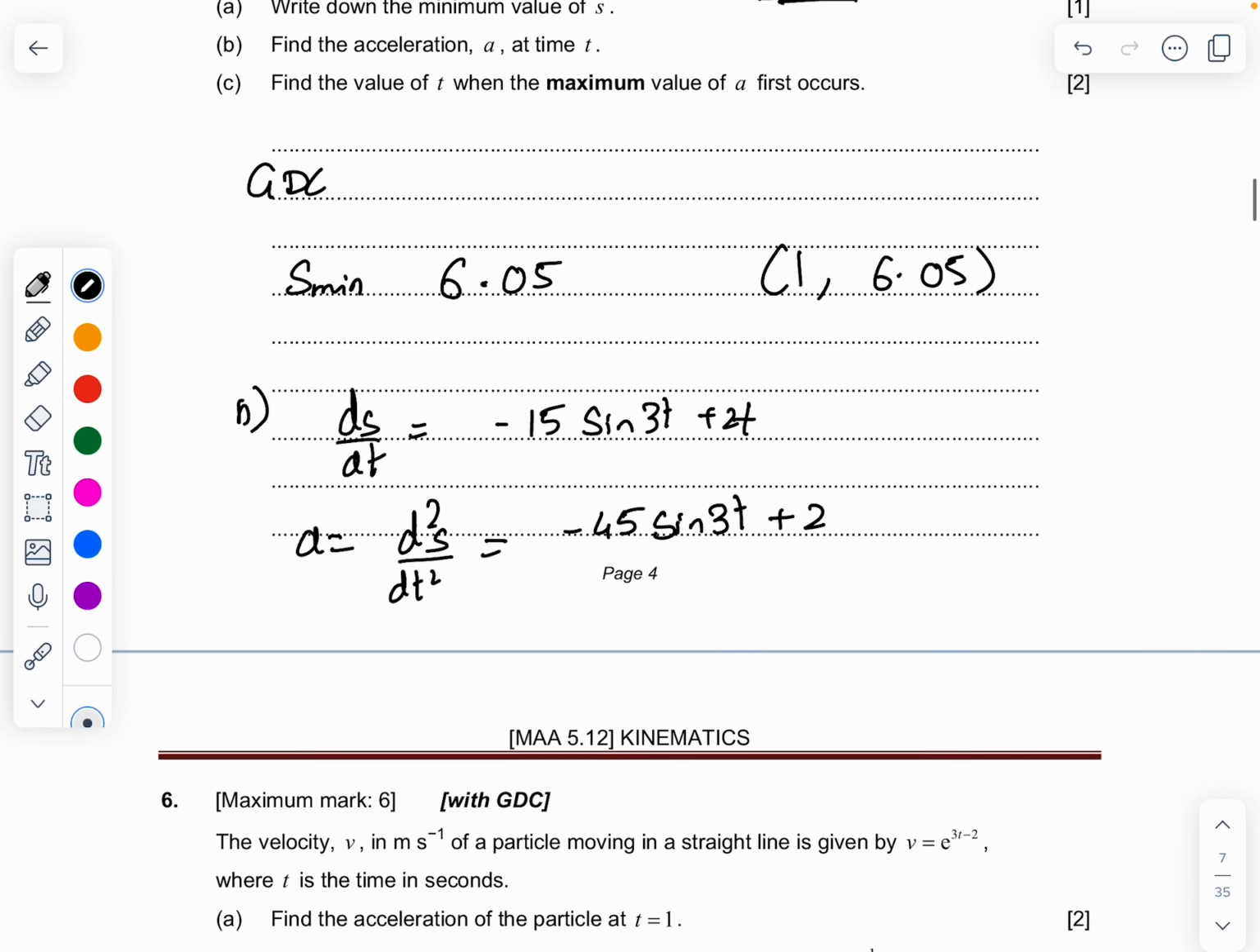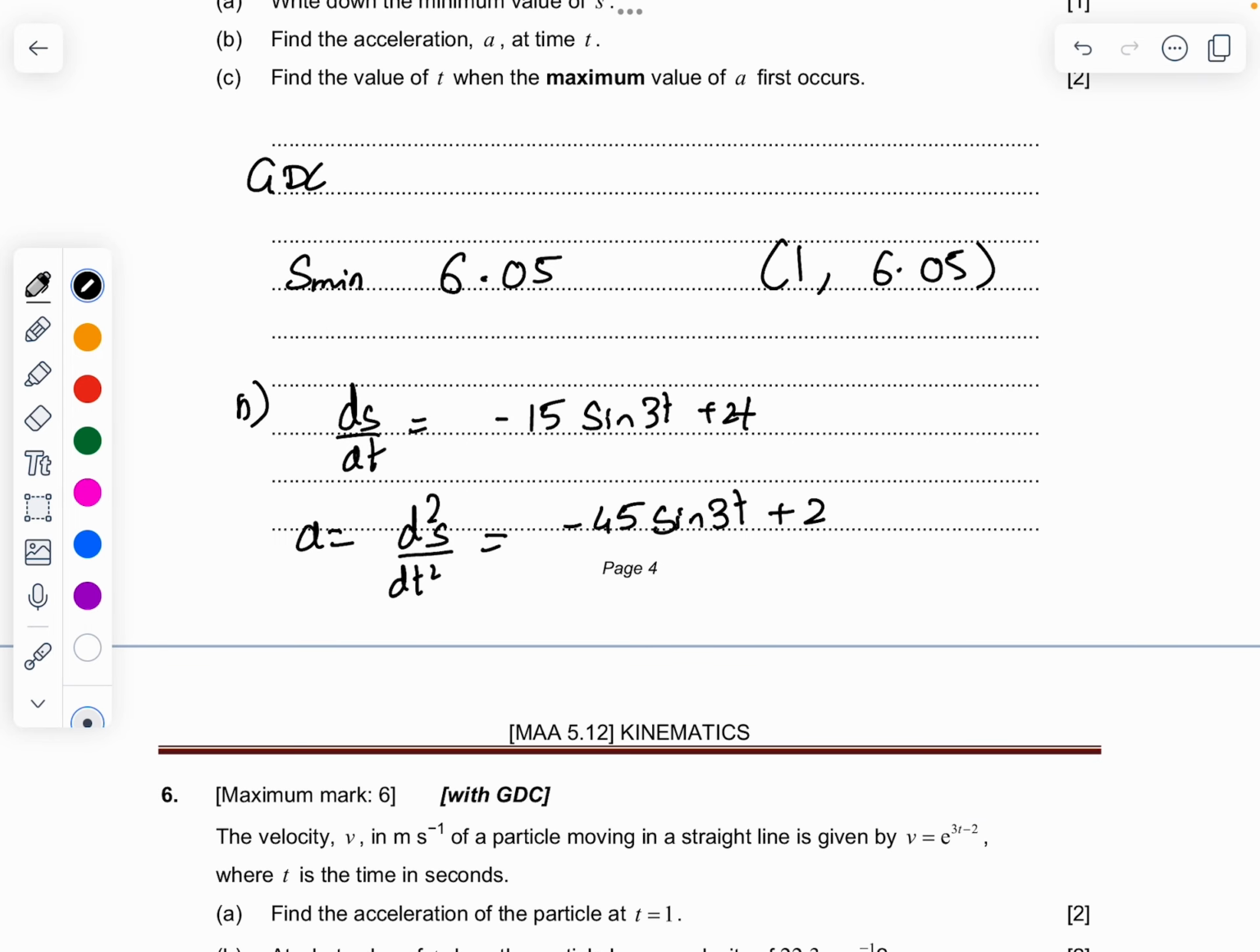Find the value of t when the acceleration is maximum. So when the maximum occurs, this is cosine 3t. Whenever the maximum occurs, cosine 3t is -1. So minus 45 times -1 plus 2. What is that? It should be -1. That's going to be the maximum value.